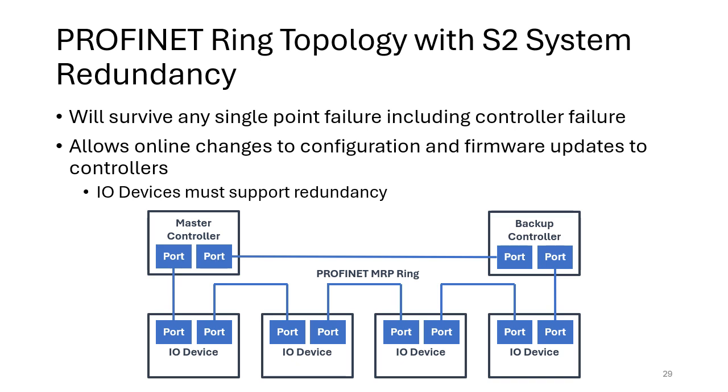It's called S2 system redundancy, and it will survive any single point failure, including control failure. And it also allows online changes to configuration and firmware updates. But the issue is all of the devices in the system must support both MRP and the S2 system redundancy.